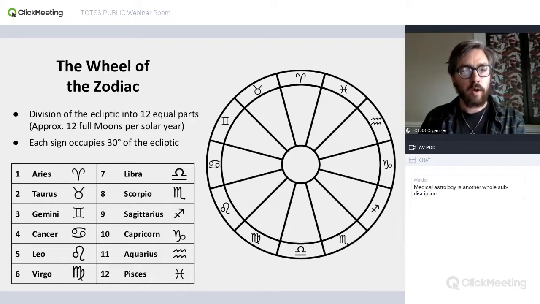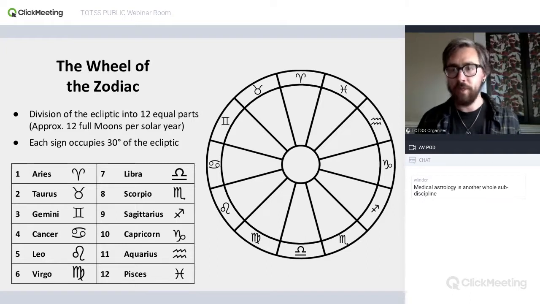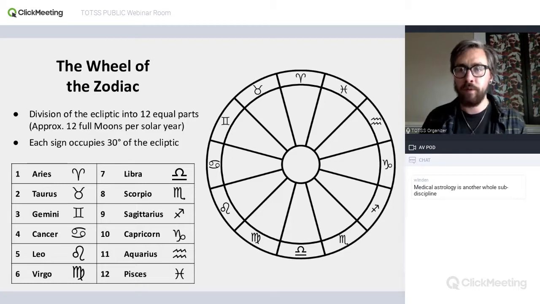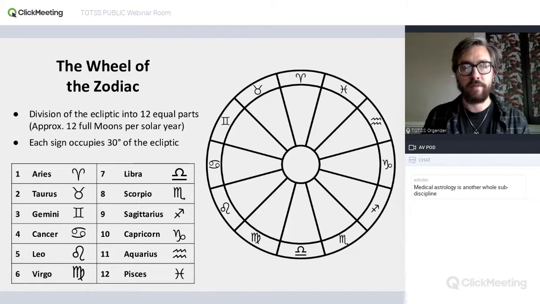Now, the division into 12 here, this comes out of the Mesopotamian tradition, and is most likely based on the fact that there are approximately 12 full moons per solar year. So we can think of the signs as the place that the 12 full moons would happen. Because the lunar and solar cycles don't exactly align, every 3 years you get a 13th full moon. But for our purposes here, we're talking about 12 full moons per solar year. And that's the basic idea of the division of the ecliptic into 12 sections.